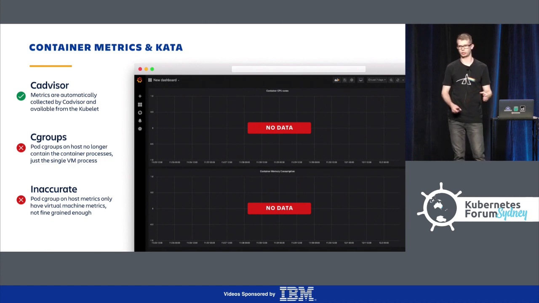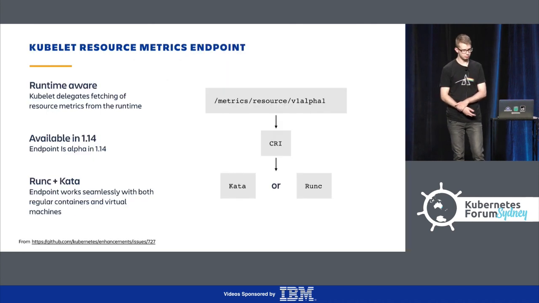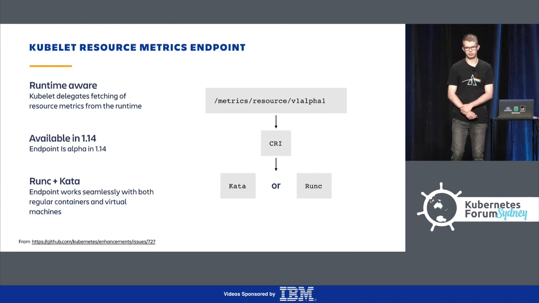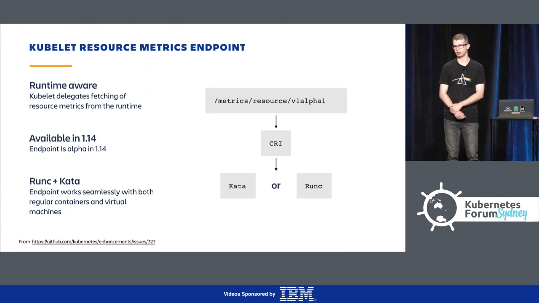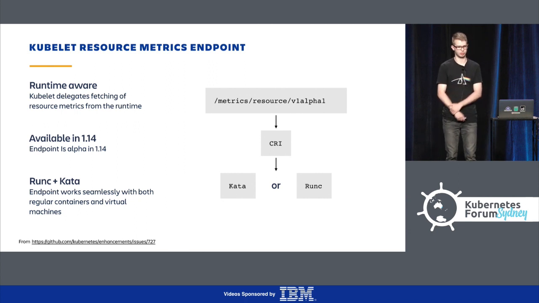The metrics will measure the resources consumed to run the VM in total, but we've lost the ability to view individual containers. So with that, we looked for an alternative method for metrics collection. Introduced in Kubernetes 1.14, there is now a new metrics endpoint being exposed on the kubelet. The main benefit we see for this endpoint is it is now runtime aware. It will delegate its metrics collection off to the runtime, so whether you're running Kata or runc or some other runtime, the runtime itself is responsible for collecting metrics and shipping them back to the kubelet.